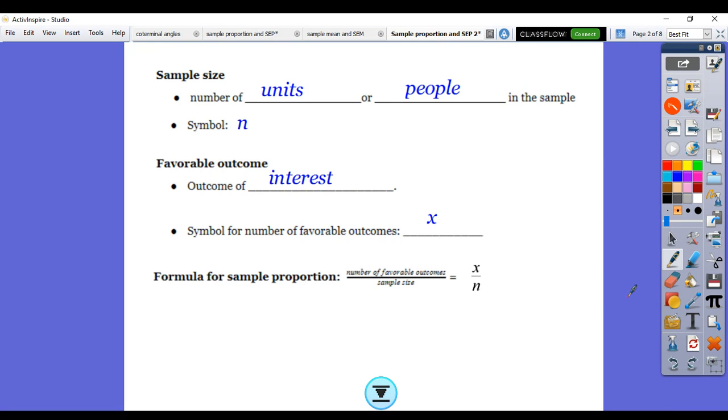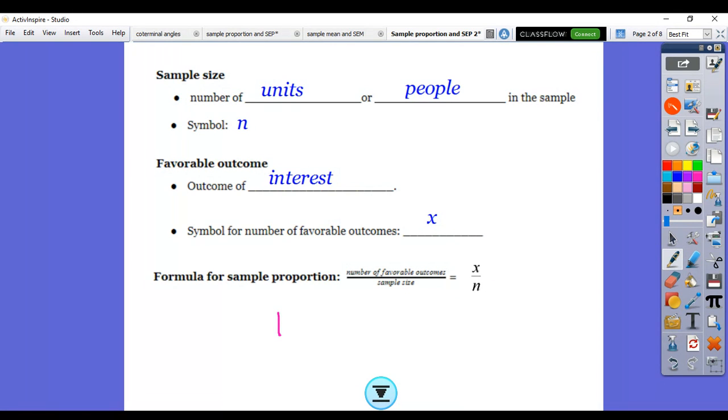The sample size is just how many units are in your sample. So if you have a sample of 25 people, that would be your n. The lowercase n always in statistics represents sample size. And then you've heard this term before, variable of interest or favorable outcomes. X, lowercase x, represents the number of favorable outcomes.